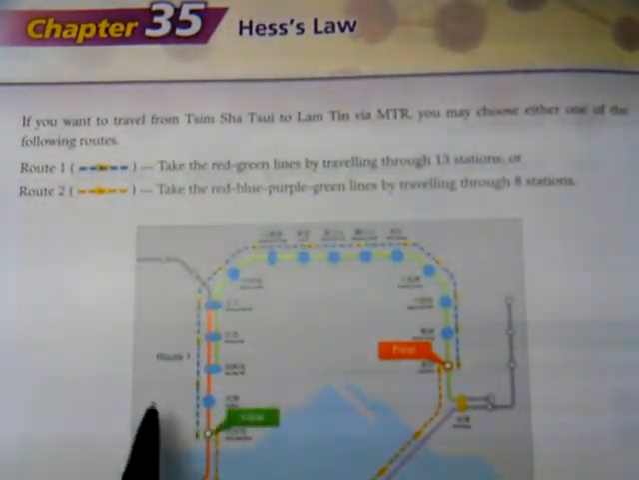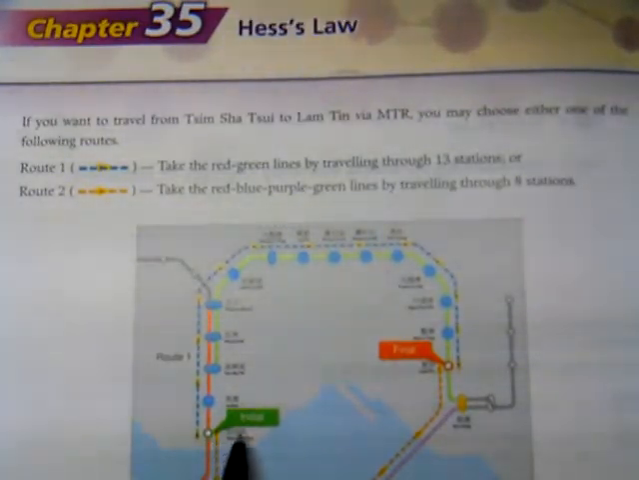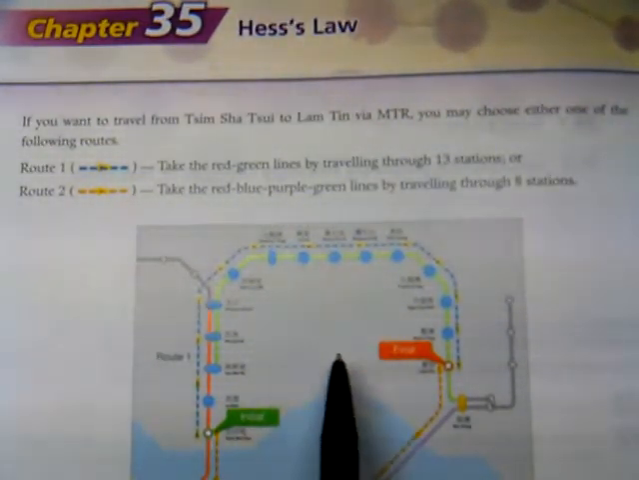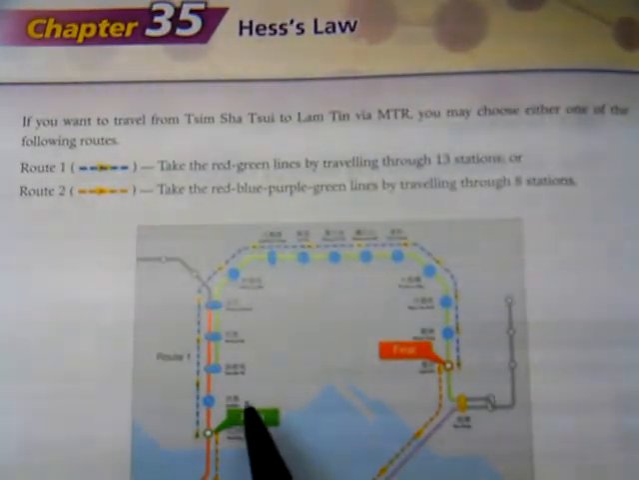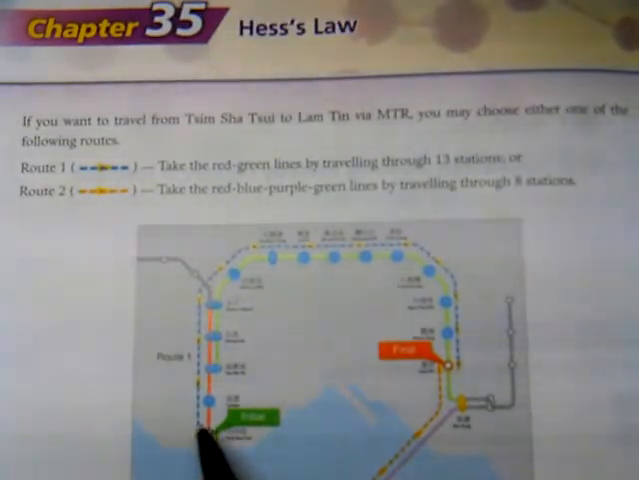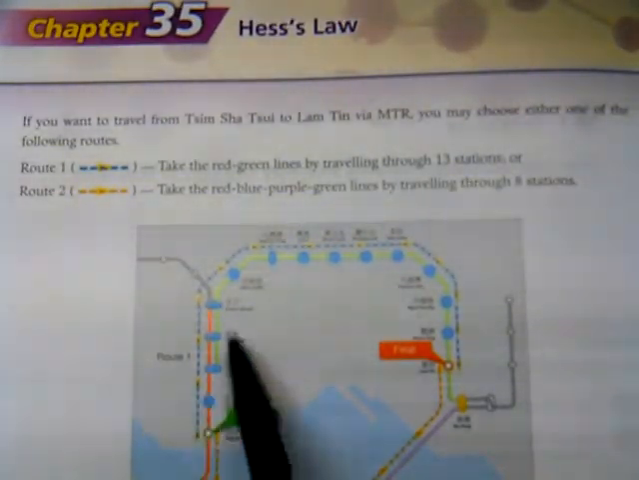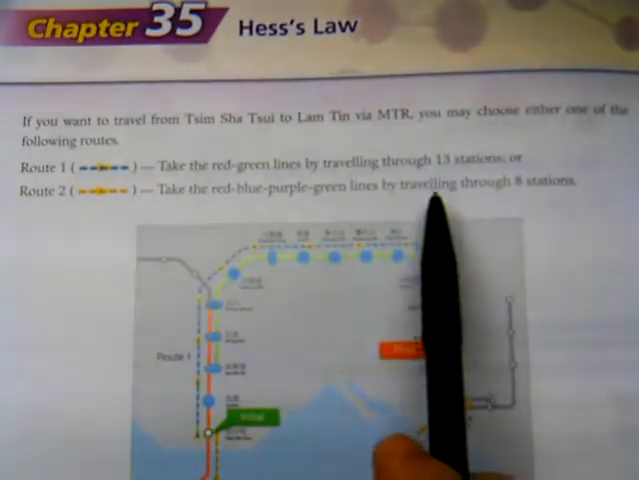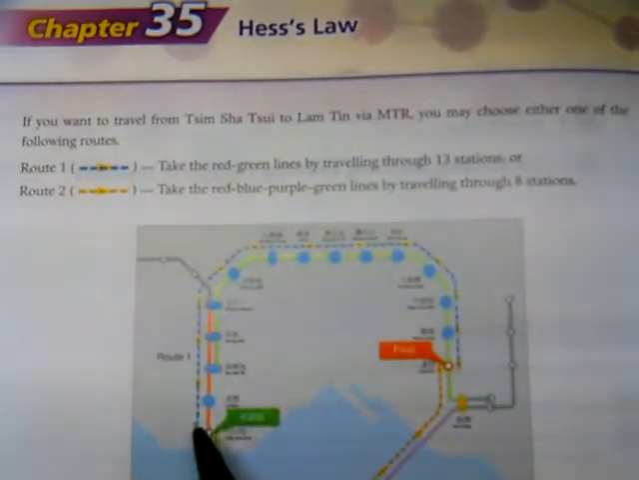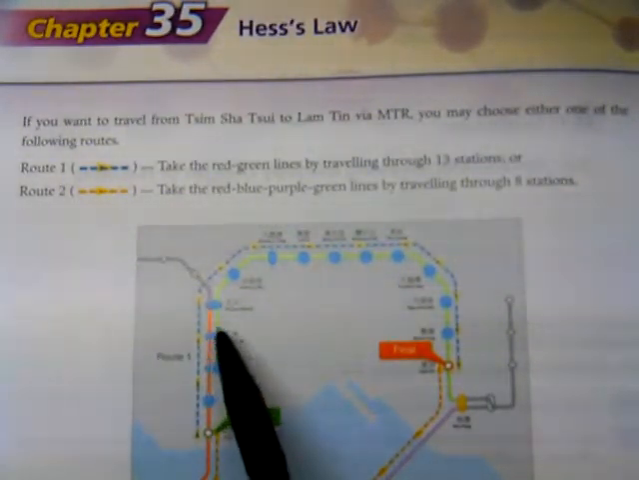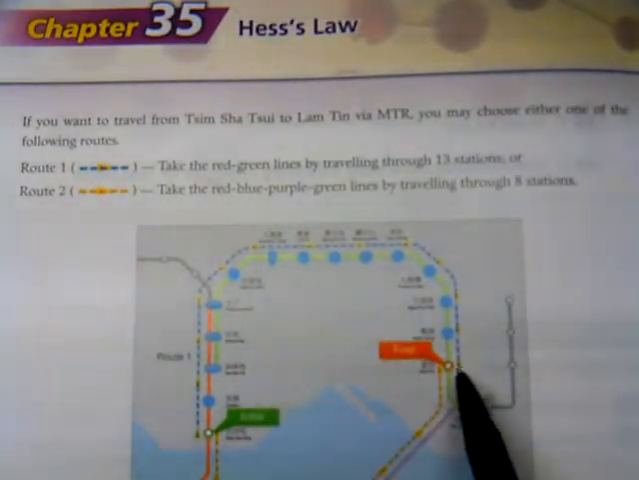If you want to travel from Ch35 to Lam Tin via MTR, you may choose either one of the following routes. Route 1: take the red-green lines by traveling through 13 stations. Or you may take another route, Route 2: take the red, blue, purple, green line by traveling through 8 stations.